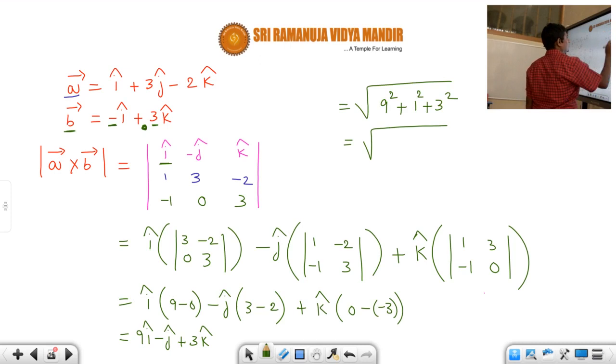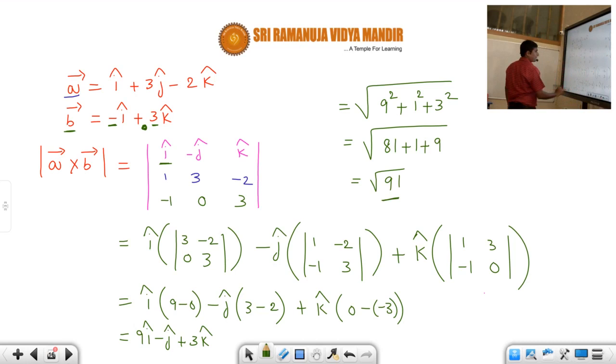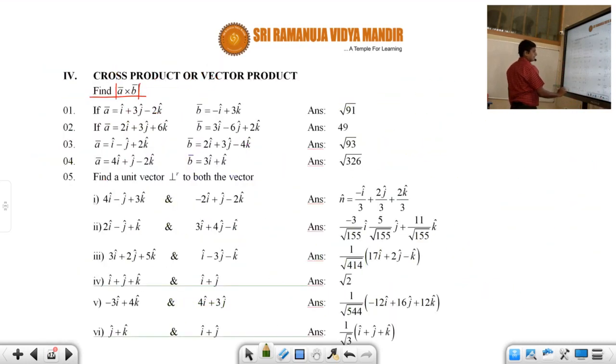So that is equal to root over 9 square 81 plus 1 82 plus 9. So that is 91, students. So that is equal to, so the answer is root 91, students, here. So root of 91. Okay, students. So that's how we'll calculate the cross product of two vectors, students.